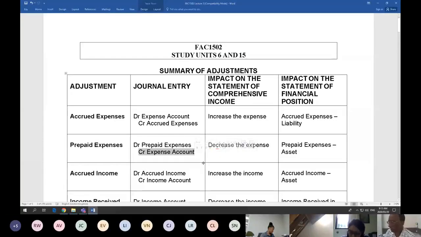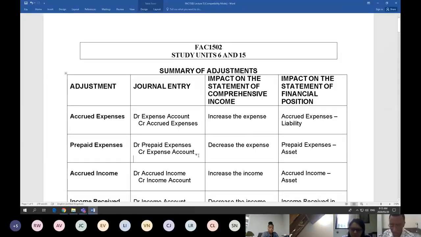You credit your expense account because you will have to decrease your expenses. Your expenses are too much in your trial balance because you have paid for the following year as well. So in order to see what is the actual amount of expense for the year, you will have to decrease your expenses in your statement of profit and loss and other comprehensive income.